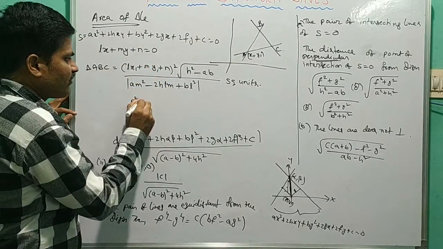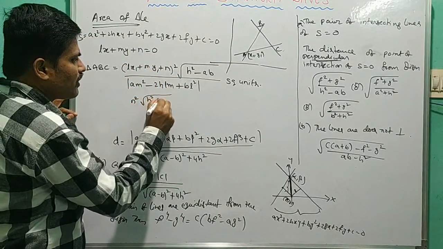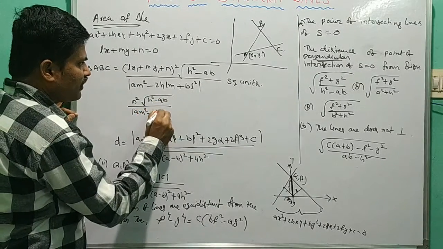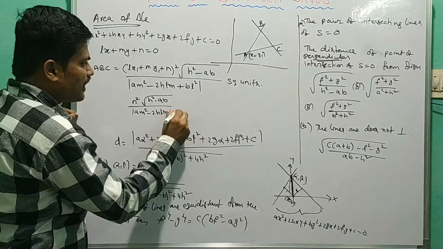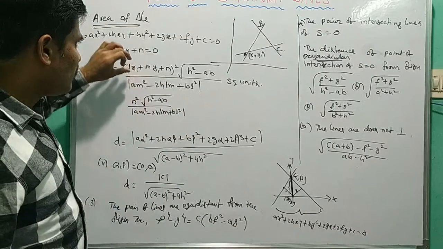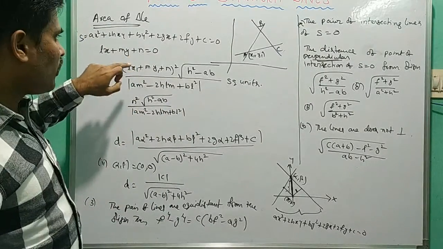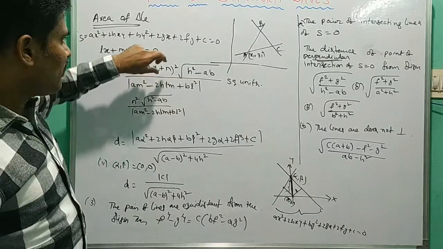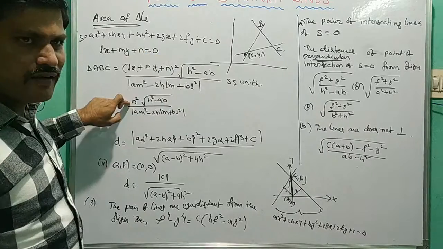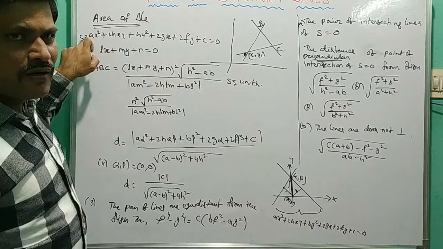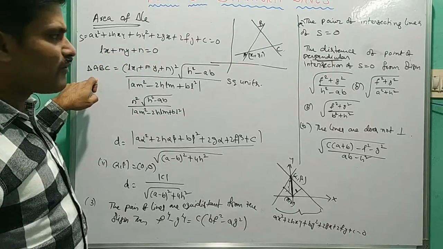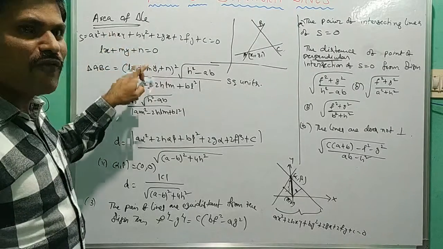Now in that, n square into square root of h square minus ab by m square minus 2hlm plus bl square. Now in that we have to take the point of intersection of the given lines x1, y1 equal to 0, 0. Then it can be reduced to n square. But this is non-homogeneous. Then we take area of the triangle equals to lx1 plus my1 plus n.